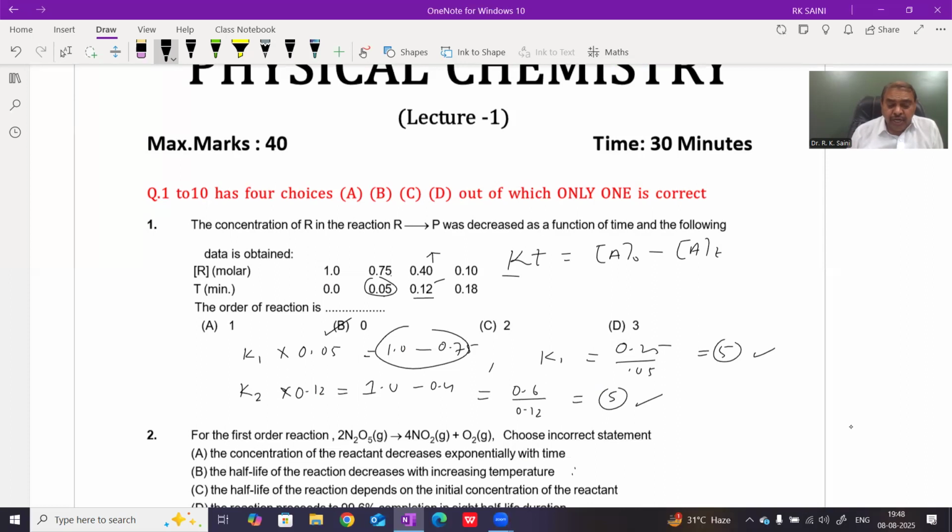Suppose the rate constant is not equal for the given values, then we use another integrated rate equation, like first, second, third, and so on. Therefore, this method is also known as hit and trial. So the order is 0, because we use the zero order integrated rate equation and find K with the help of the given data.